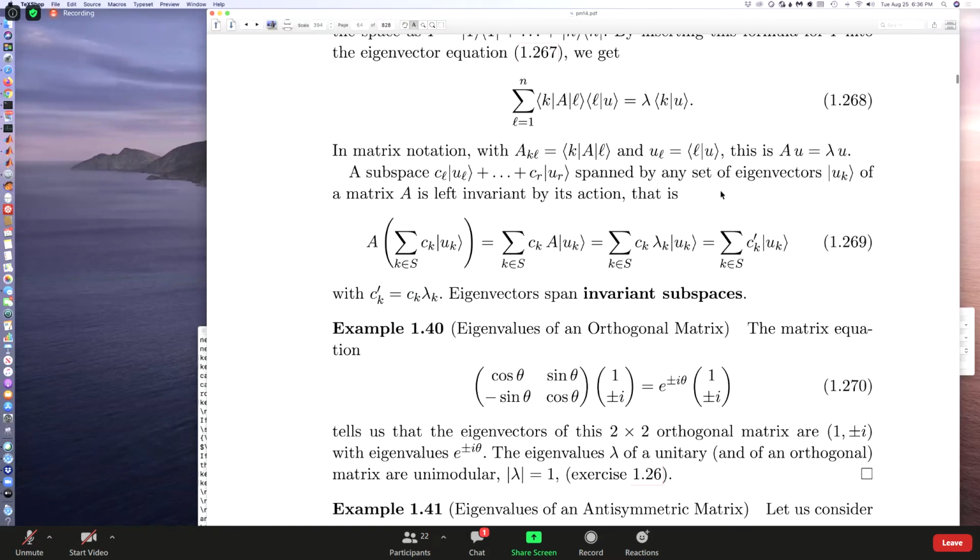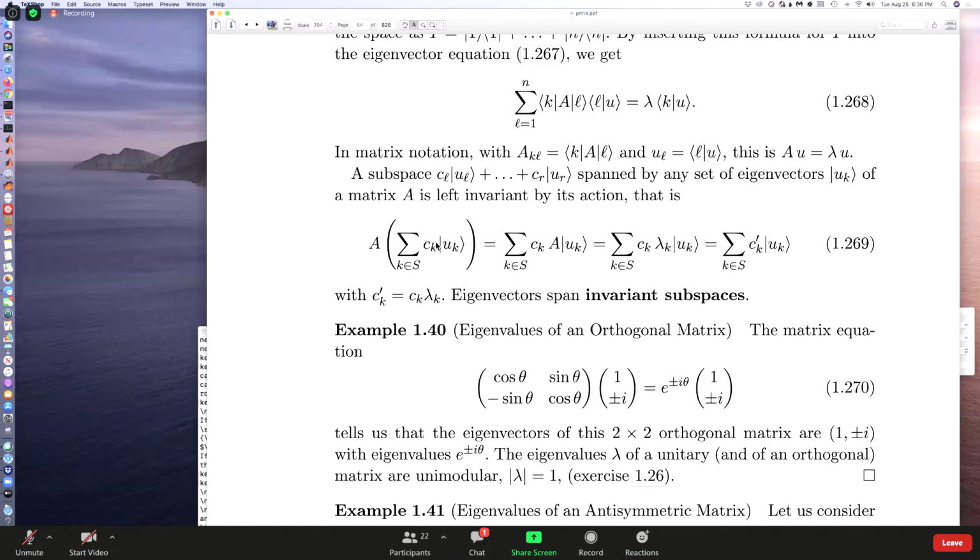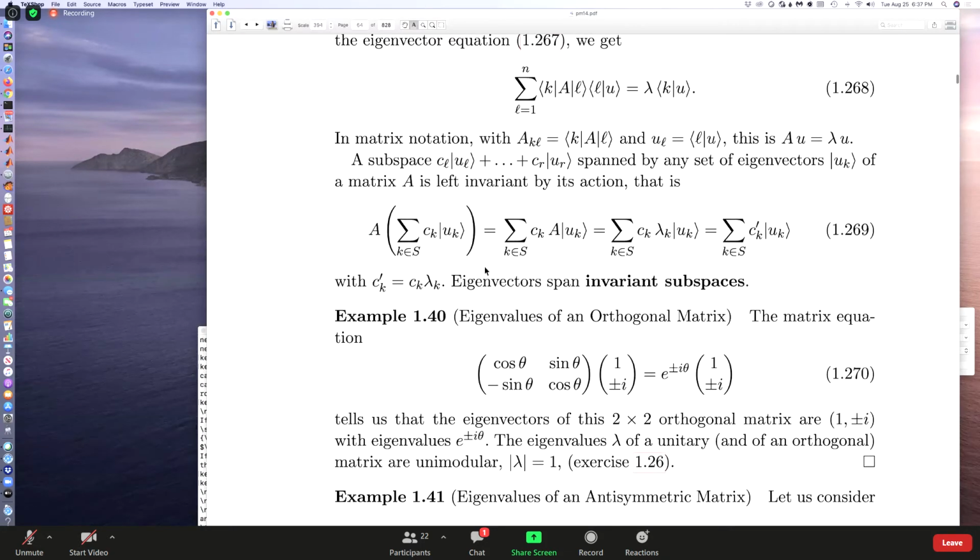And a subspace spanned by any set of eigenvectors is left invariant by the action of A. So A on any linear combination of the eigenvectors is, of course, a different linear combination in general of the eigenvectors, but it's still a linear combination of the eigenvectors. So that means that eigenvectors span spaces that are invariant under the action of A, or under multiplication by A.